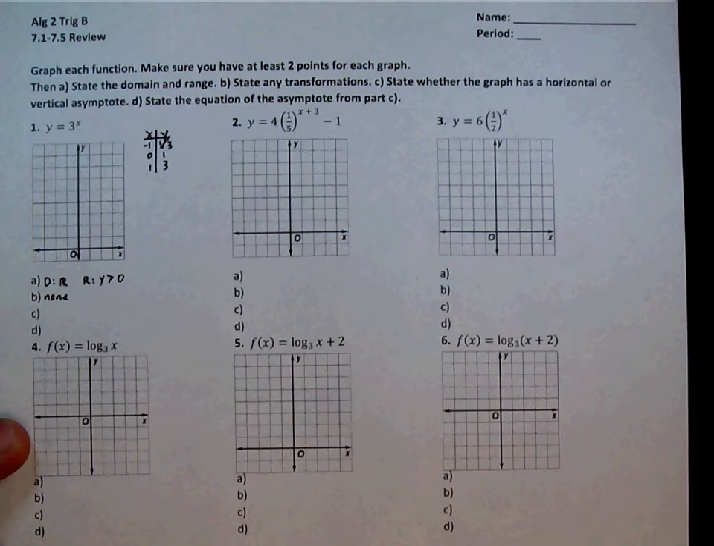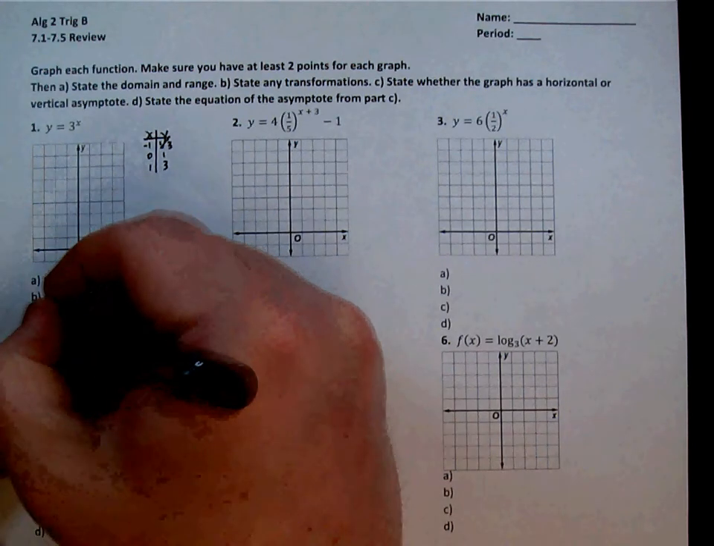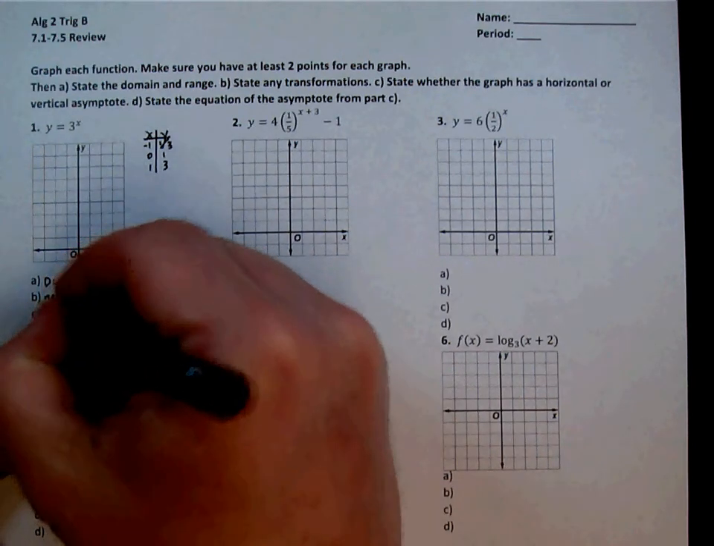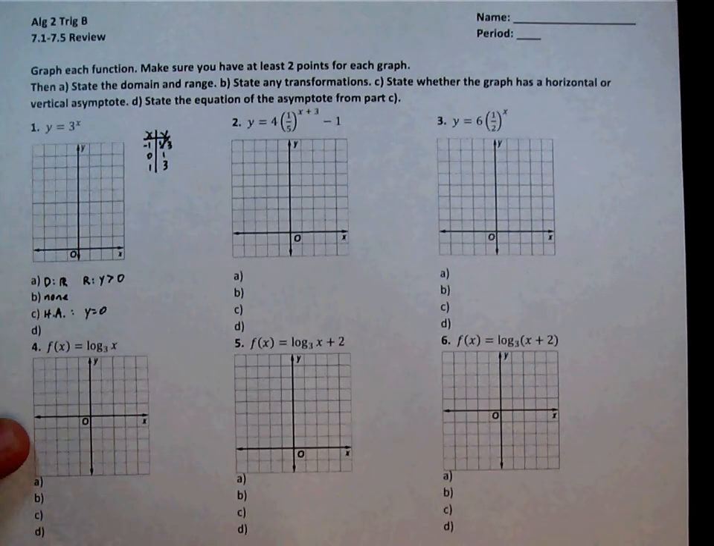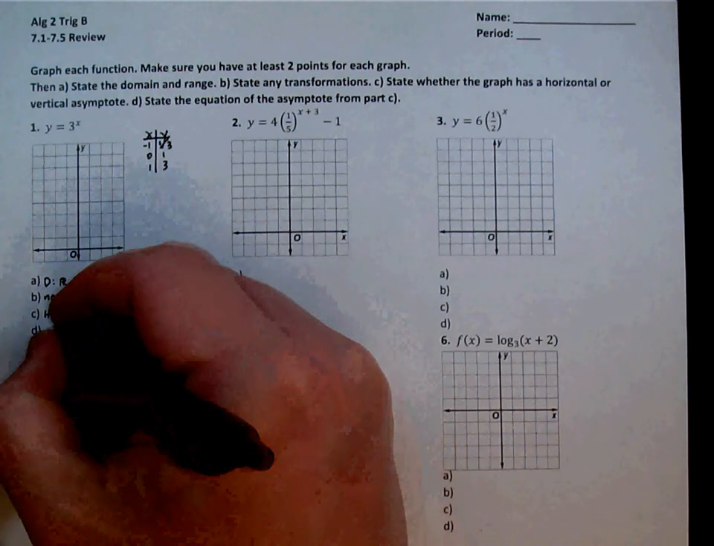C, state whether the graph has a horizontal and vertical asymptote. This is a horizontal asymptote, and it's at the line y equals 0. And D, state the equation of the asymptote. Oh, sorry, I just gave that: y equals 0.